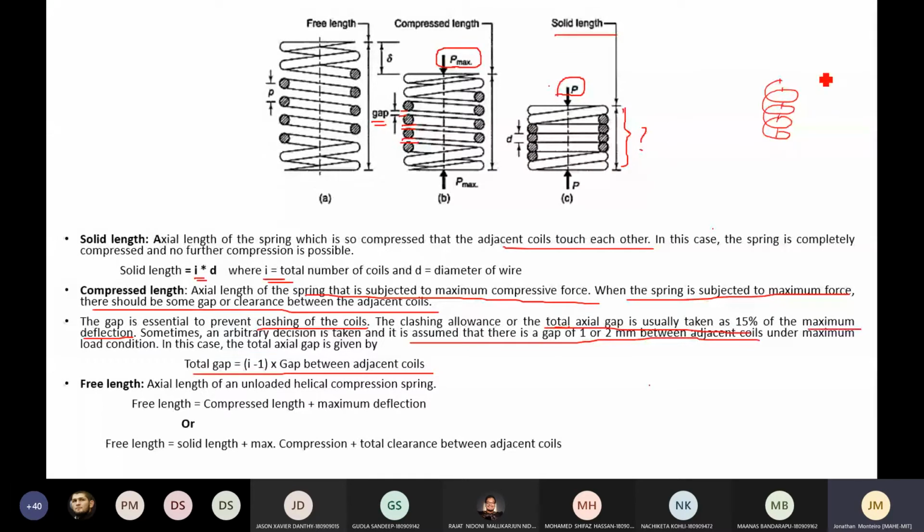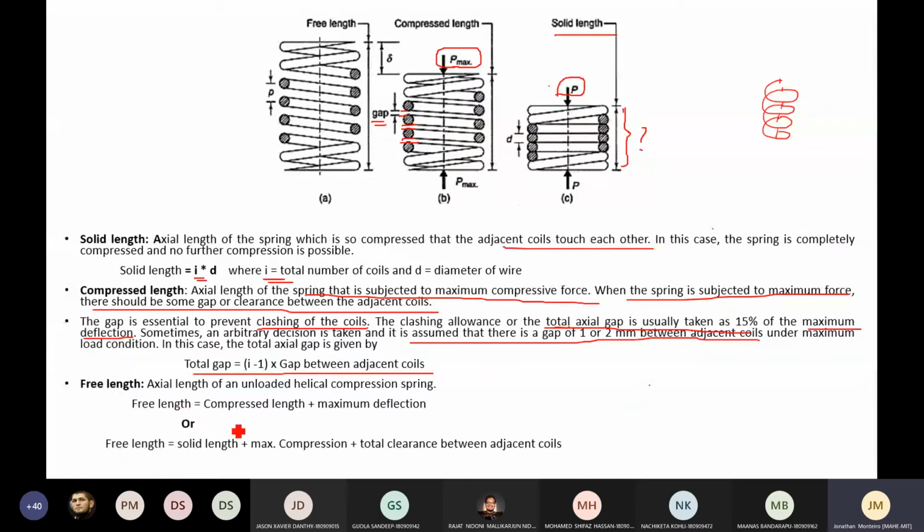Okay. So coming to the total gap, it is i minus 1. If there are 4 coils, it is 4 minus 1, which is 3, times the gap between adjacent coils, because the first and the last will not be adjacent to each other, right? So that is why we take the gap between. How many gaps are there for 4 coils? 1, 2, and 3 gaps only. So that is why we take i minus 1 times the gap between adjacent coils. That will define the total gap.